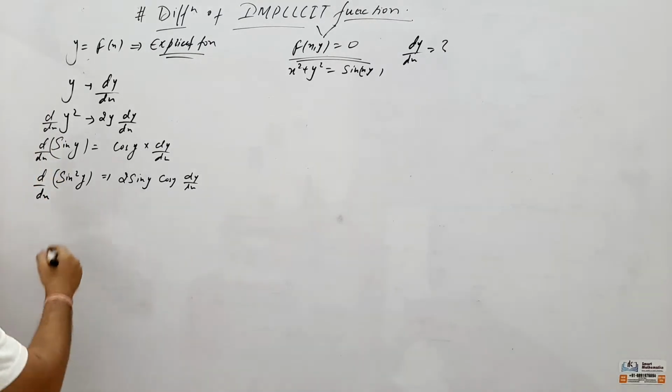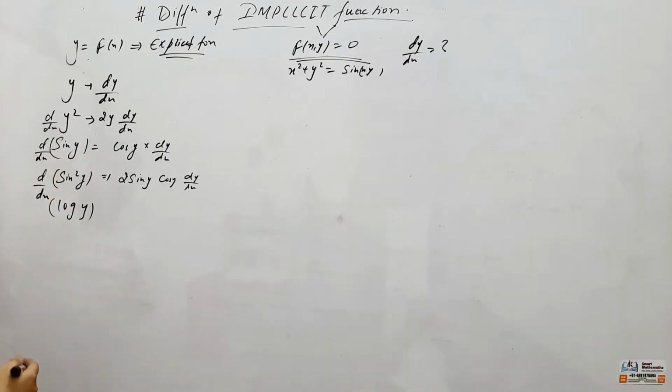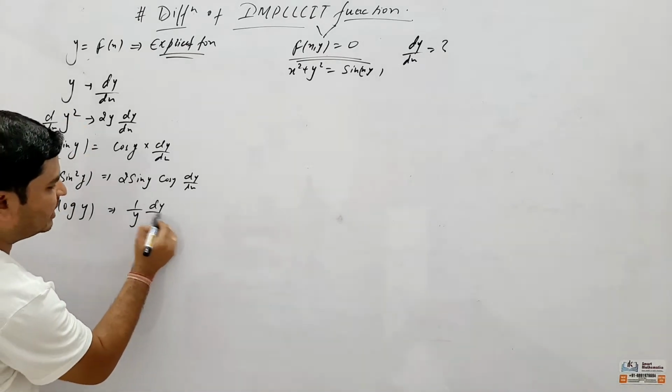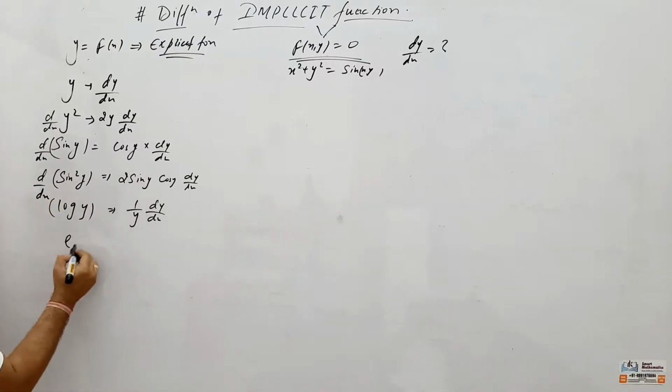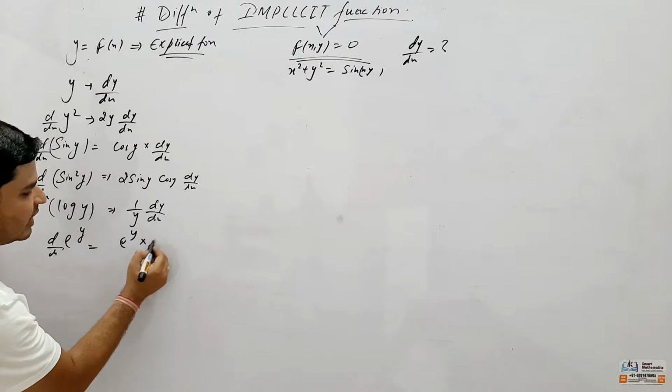See some more terms like this. Suppose log y. For every function I am giving you the implicit form. For log y, its differentiation would be 1 by y dy by dx as usual. If your function is e to the power y, its differentiation would give you e to the power y into dy by dx.